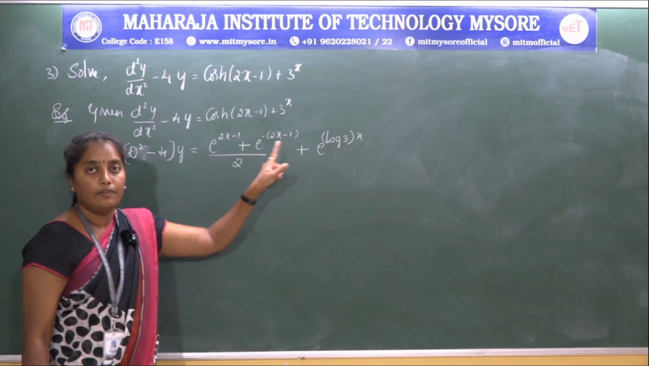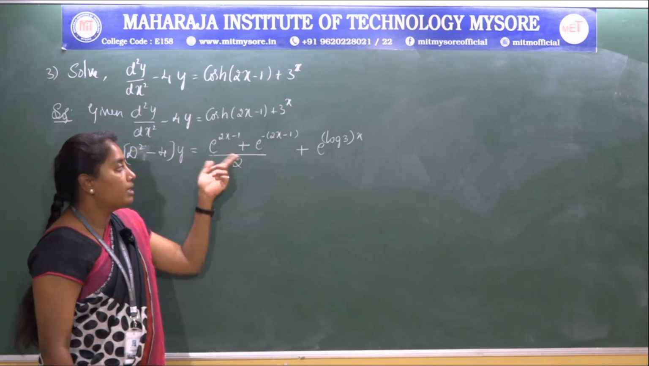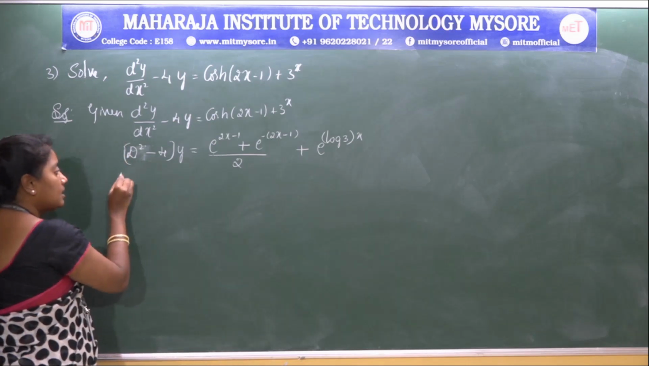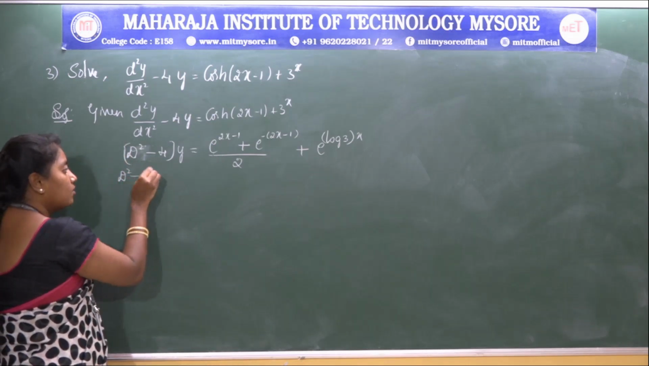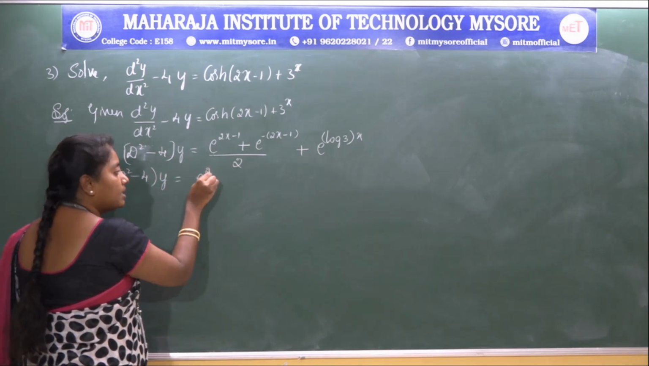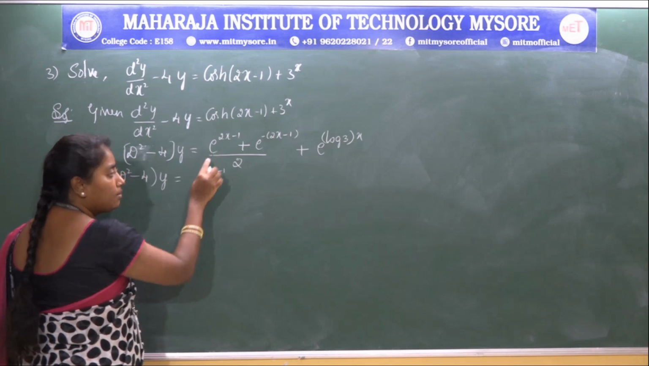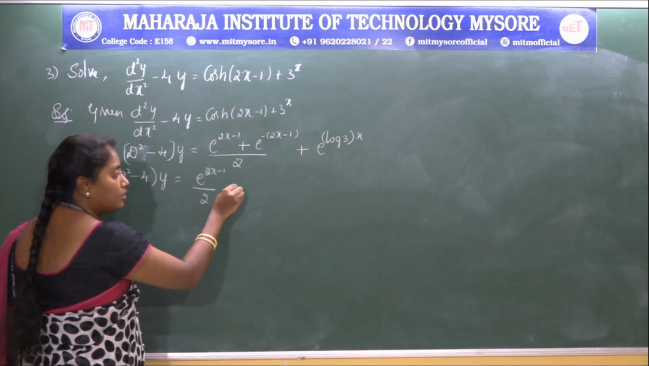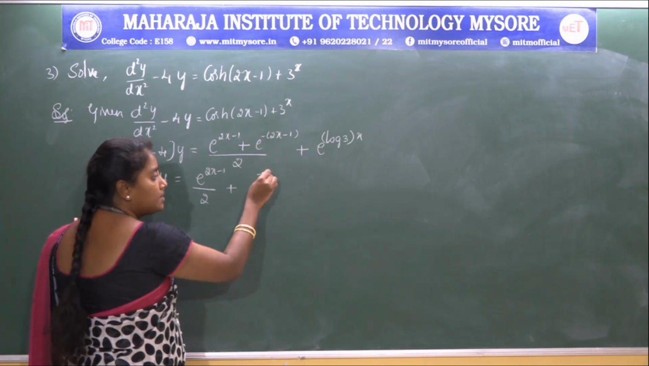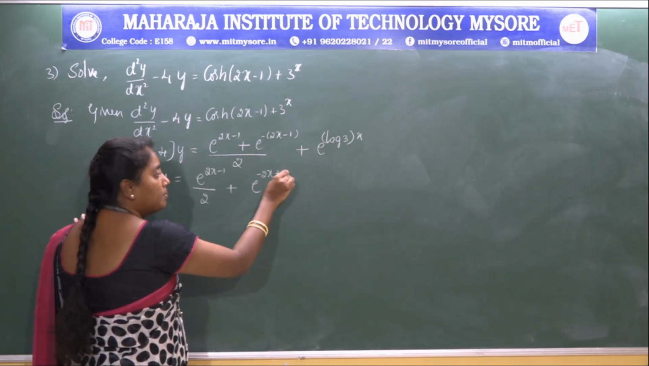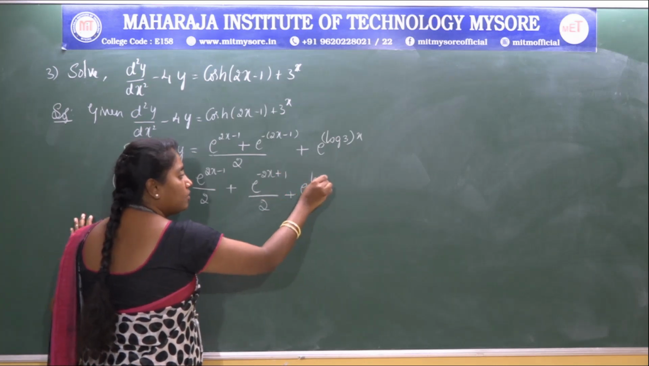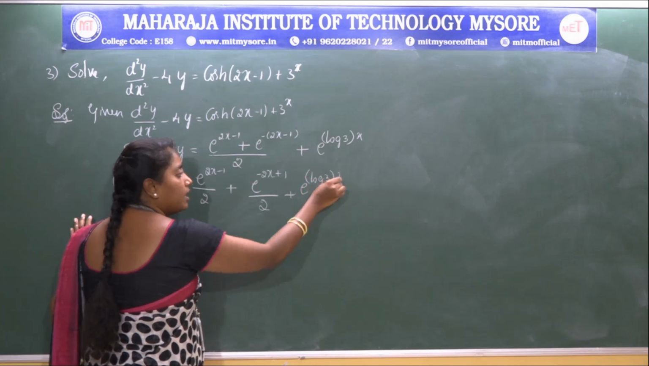Here we have three different elements. We have to find the particular integral for all the three. Again splitting this, D square minus 4 of y is equal to, first term can be written as e power of 2x minus 1 divided by 2, second term e to the power of, on multiplying this negative sign, minus 2x plus 1 divided by 2, plus e to the power of log 3 of x.